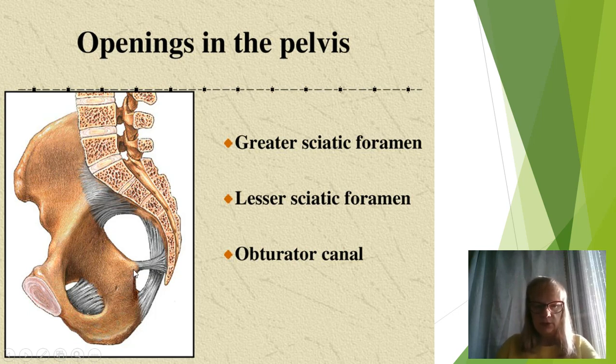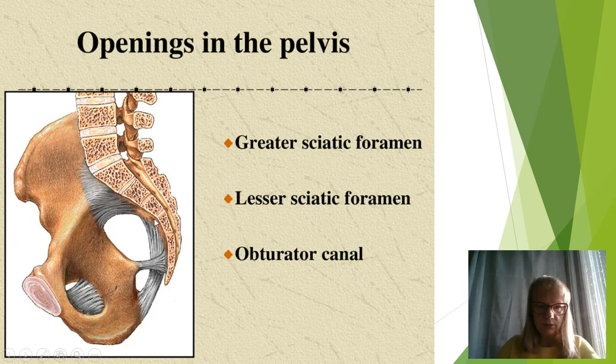The first ligament you should remember is the sacrospinous ligament, between the inner side of the sacrum and the spina sciatica of the hip. The sacrospinous ligament surrounds and completes the greater sciatic notch, and together they form the greater sciatic foramen. The notch and the ligament together form the greater sciatic foramen.